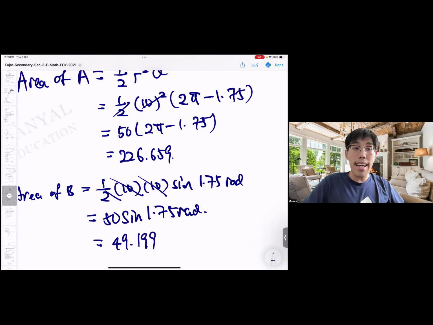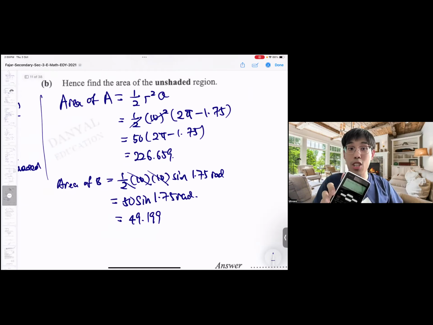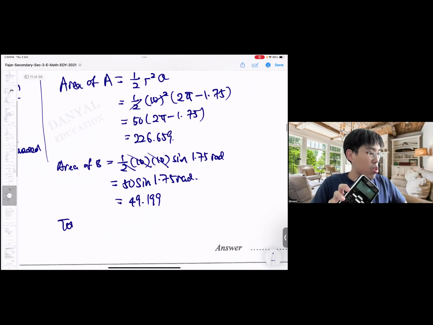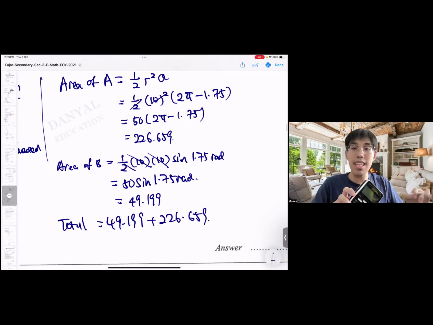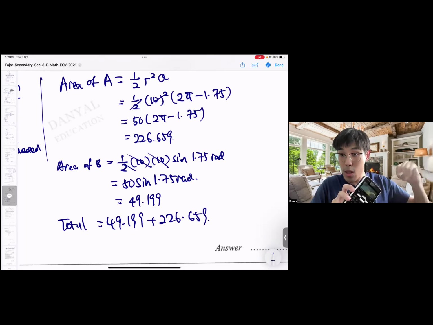49.199. But I don't want to quit this one. Why? Because now I want to bring in A. Remember A? So my total will be 49.199 plus 226.659. This is what I copied from the written working.